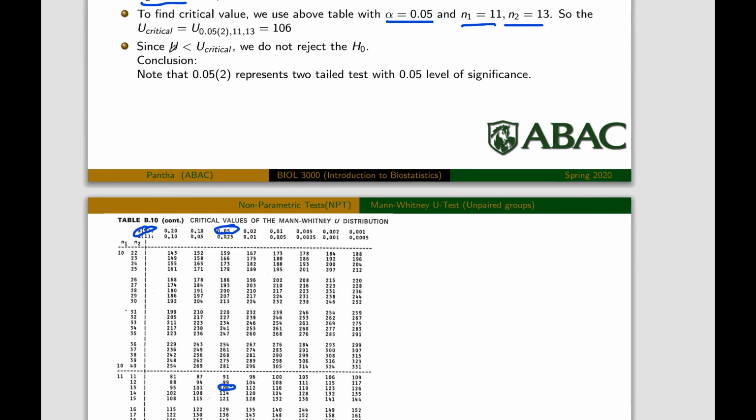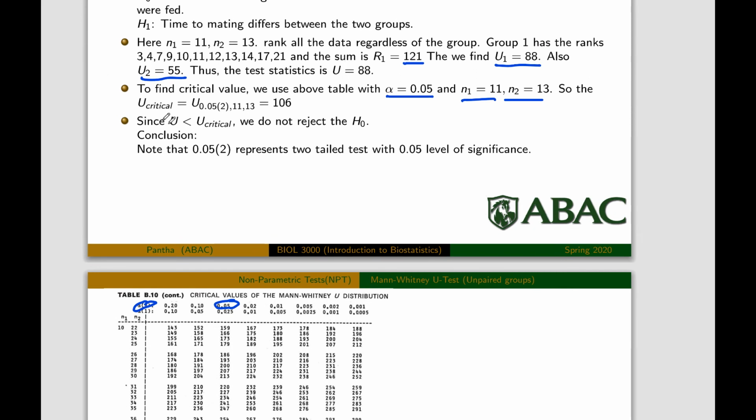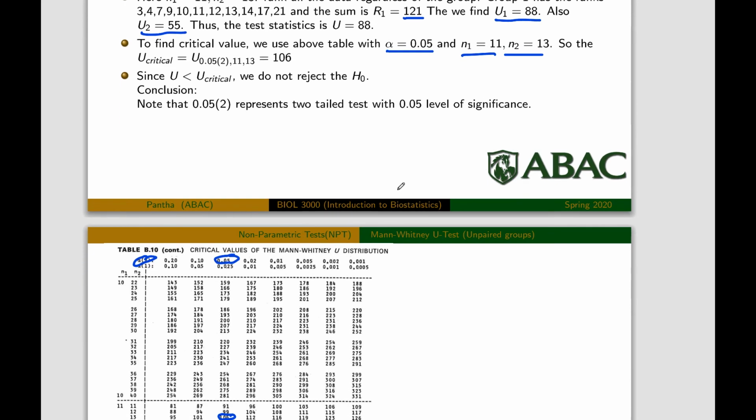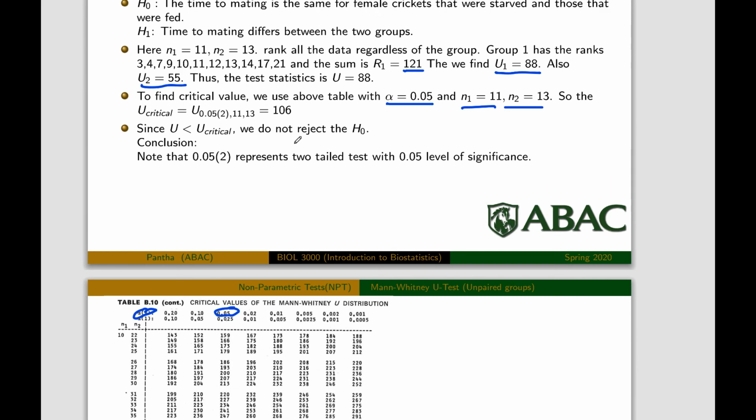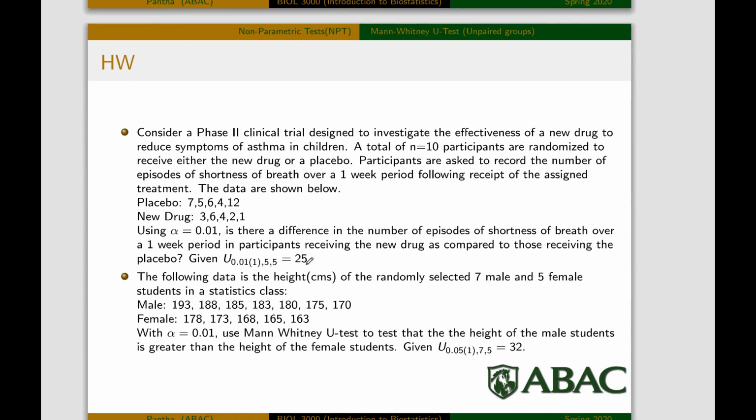Now you see that U, the test value, is less than U critical, right? So we do not reject H0. If U is less than U critical, we do not reject. If U is bigger than U critical, we reject. That's the decision method. So the conclusion is we do not reject, meaning there is no difference in the mating time for fed and unfed insects. So there are two problems. You guys do these problems.